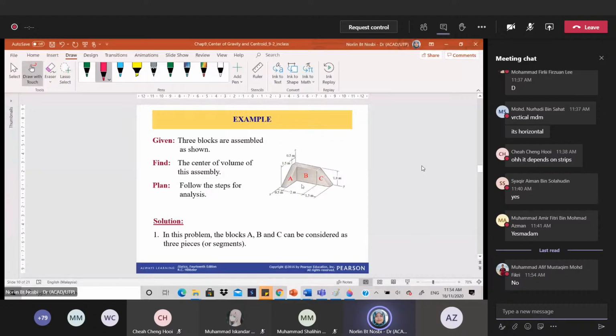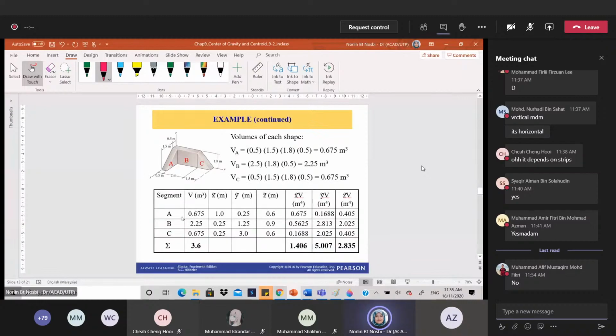Okay, before that, it is based on a center of volume. So it will be based on volume. Okay, and then you have to follow step. Okay, after you divide this part, the first step, second step, you need to do the table. So like this. Okay, first part segment A, second part B, third part C.